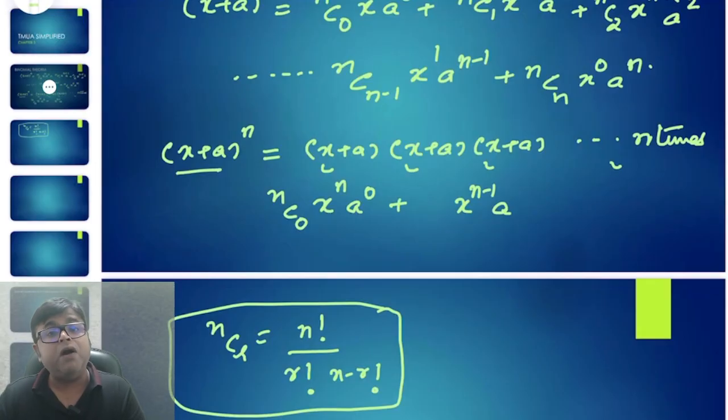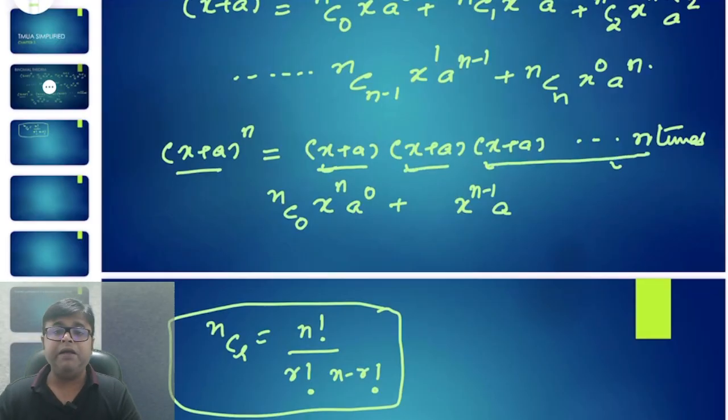But this is going to happen a lot of times. Why? Because if I take a from this bracket and the remaining x from the other brackets, this will be one such term. But if I take x from this, a from this, and all the x from the remaining brackets, then also I'll get the same term. So I will be getting the same term a lot of times, and how many times depends on the number of ways of selecting a from n brackets. So if I'm taking one a from n brackets, the number of ways is nc1.